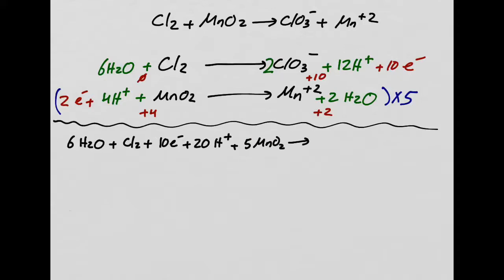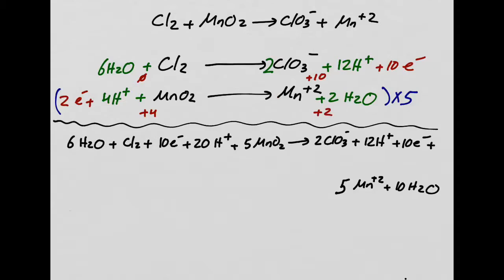I'm going to go to the product side now. I have 2 ClO3 minus plus 12 H plus plus 10 electrons plus Mn. Let me see. Plus Mn plus 2. And then I have 5 Mn plus 2. Don't forget, plus 10 H2O. Okay, I almost forgot to multiply it out. No, I did that on purpose, so you know what not to do.